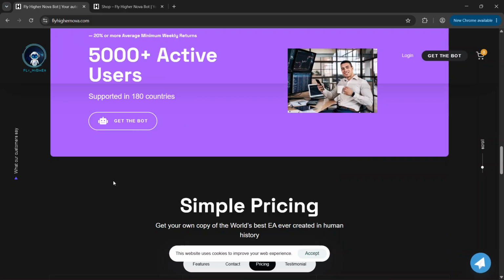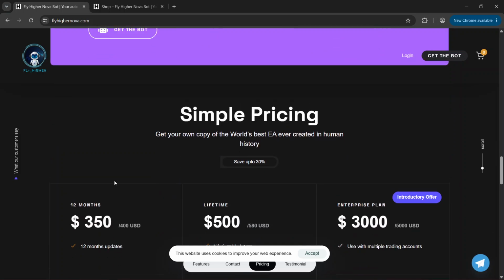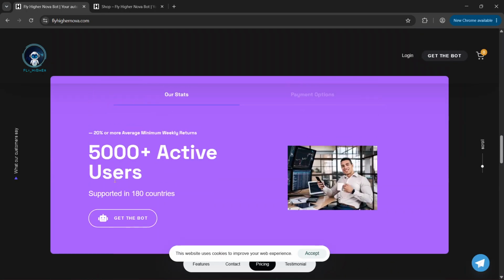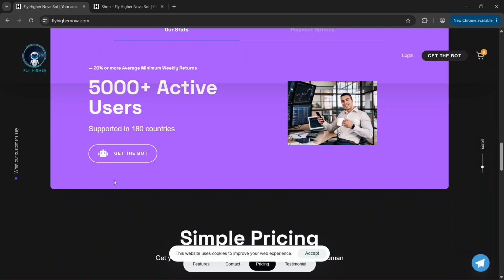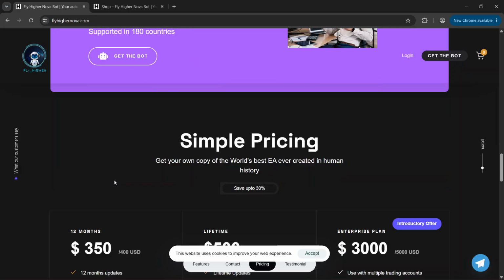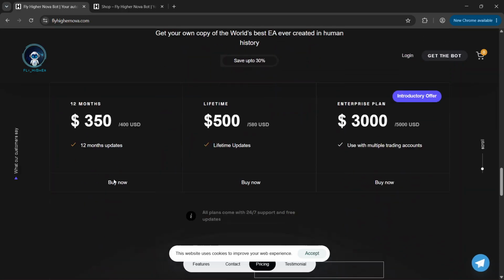No detailed indicator list, no specific entry rules beyond trade with the trend, no filters mentioned for news or volatility, and no public backtests or live verified signals linked on the page itself. It's presented as a trend following hedge scalper that handles the entries, exits, and position sizing for you.